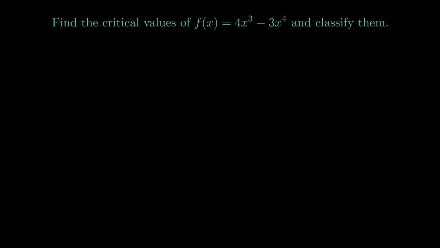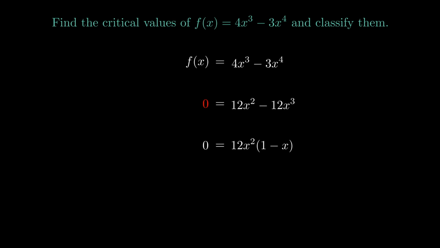In this video, we examine critical values and inflection points of f of x equals 4x cubed minus 3x to the fourth. We find the critical values by taking the derivative and setting it equal to 0. We have that 0 is equal to 12x squared minus 12x cubed, which factors into 0 equals 12x squared times 1 minus x. Thus, we have critical values when x is 0 or 1.